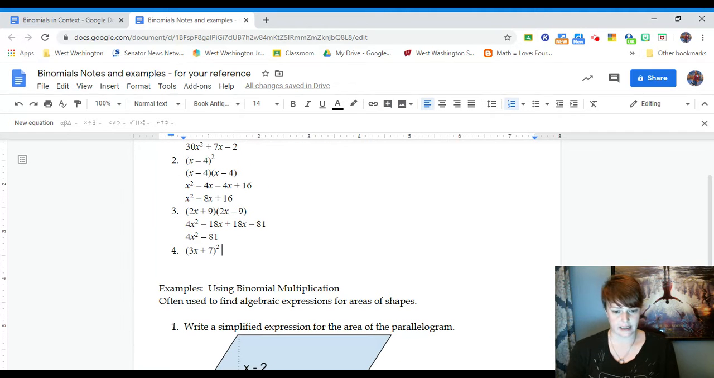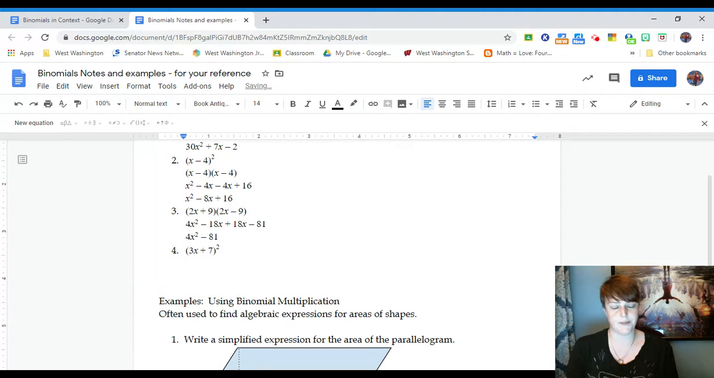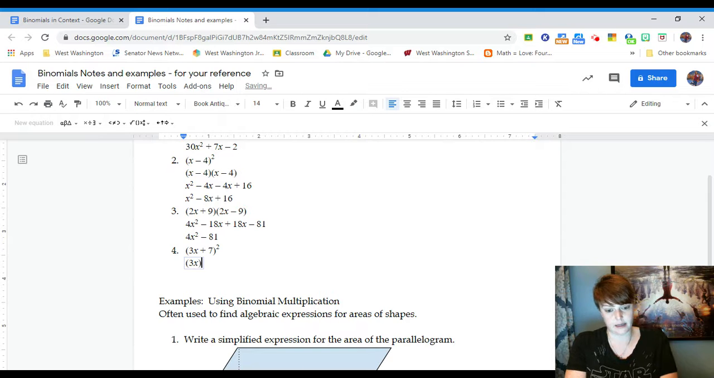So this last one right here, it says 3x plus 7 quantity squared. And again, that's just like number 2, where we need to recognize that this is not 9x squared plus 49. That is not how this squared stuff works when you have two terms in a binomial. So we need to multiply this by itself. 3x plus 7 times 3x plus 7. All right.